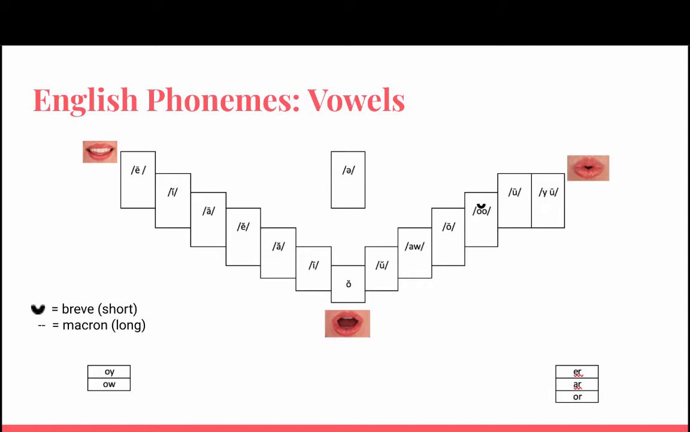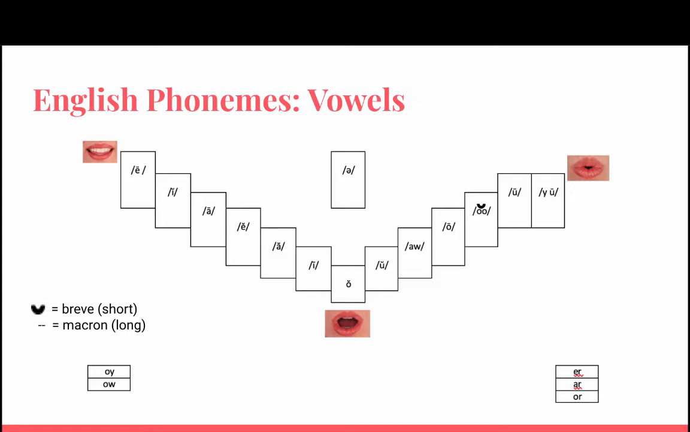Here we see the English vowel phonemes. These phonemes are grouped by the position of the mouth and the location of the tongue. The breve symbol stands for the short sound, and the macron stands for the long sound. The diphthongs are at the bottom left, and the R-controlled sounds are on the bottom right. The schwa is in the center at the top. This sound may have different sounds, including i and u, but is found in an unstressed syllable.